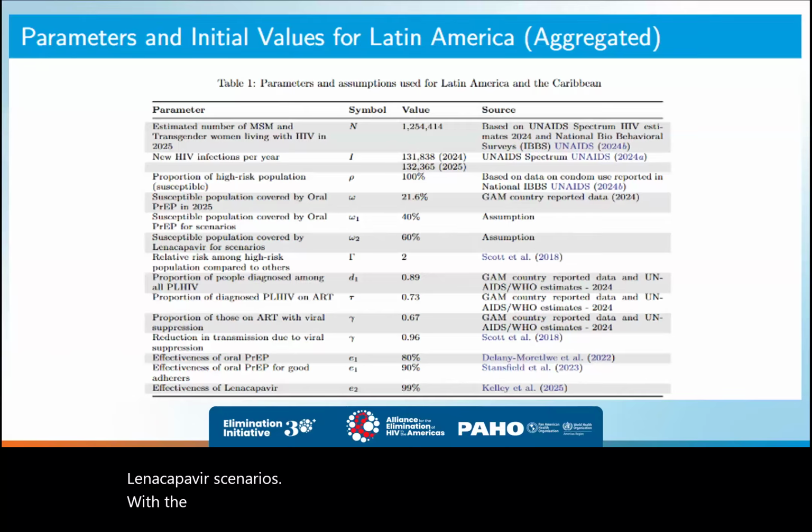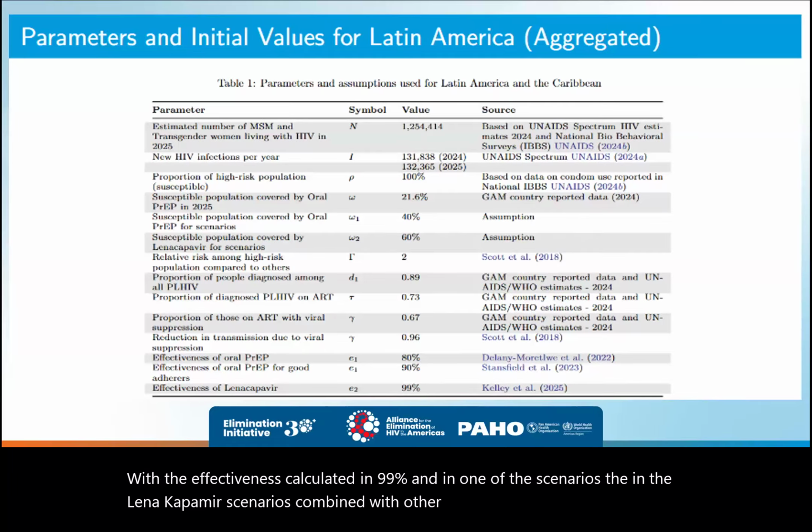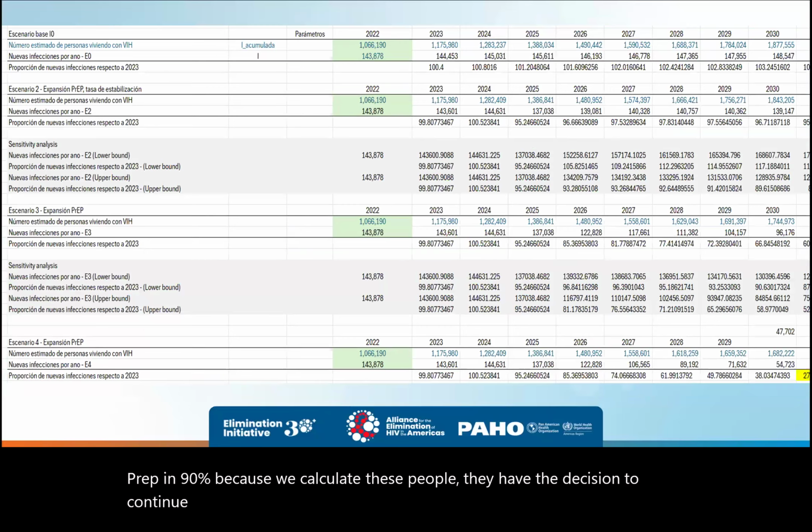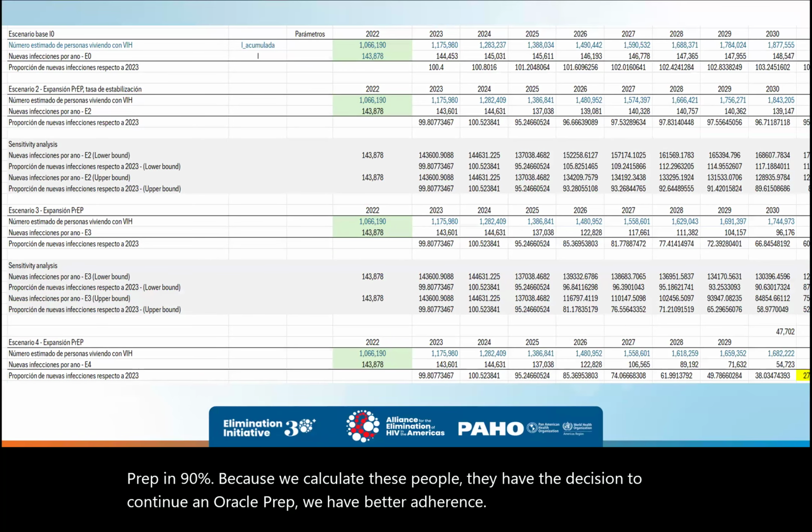And in one of the lenacapavir scenarios, combined with oral PrEP, we put the effectiveness of oral PrEP at 90%, because we calculate that these people have decided to continue on oral PrEP, so we have better adherence. The tool is in an Excel.